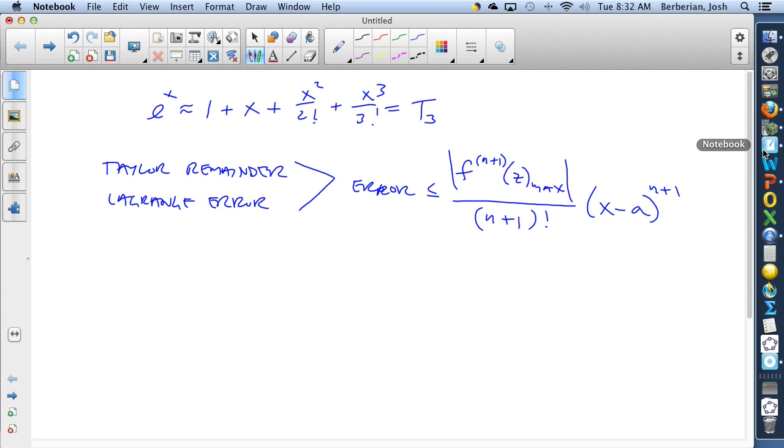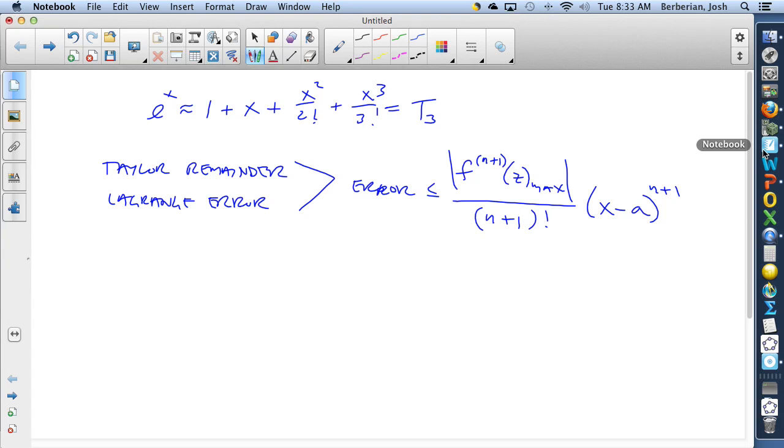But if we ignore the z max notation, this says, hey, if this is the 3rd degree, the error is going to be less than the 4th degree term, because it's the 4th derivative at some value over 4 factorial times x minus a to the 4th. It's just going to be less than the next term, which actually resonates because that's what the alternating series error is. The error is going to be less than the next term.